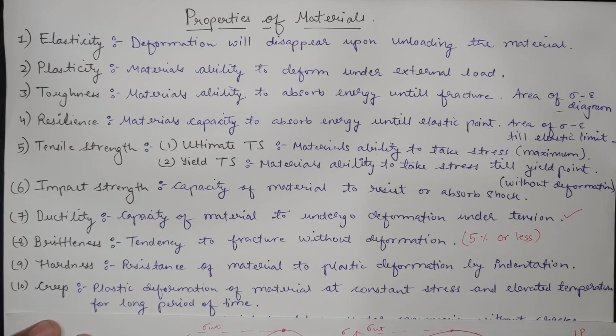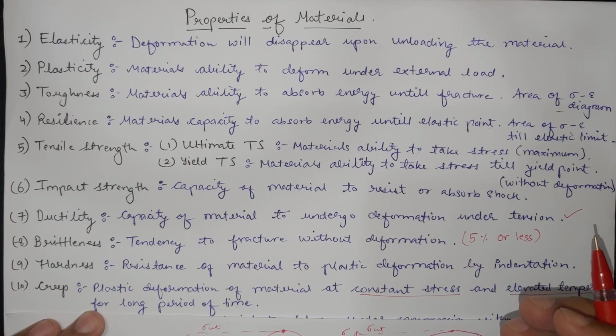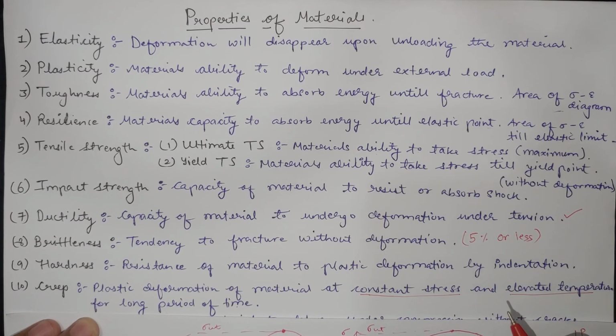Creep is a plastic deformation of the material at a constant stress and elevated temperature for a prolonged period of time. So we have to keep our material in constant stress at higher temperature and for a longer duration, and we will see that there is a time dependent plastic deformation in the material without changing the load. This property of the material is called creep.